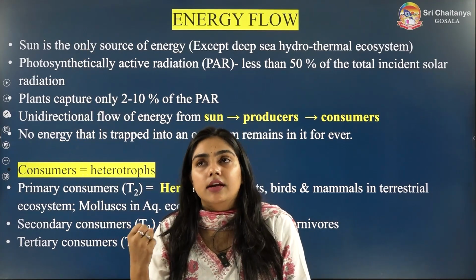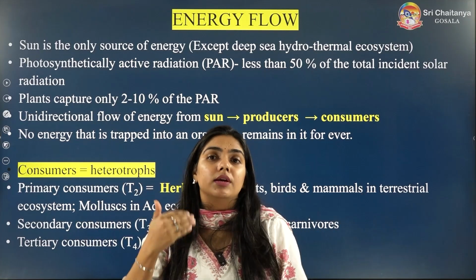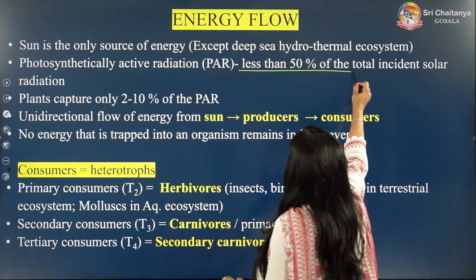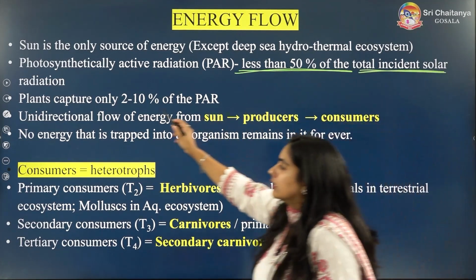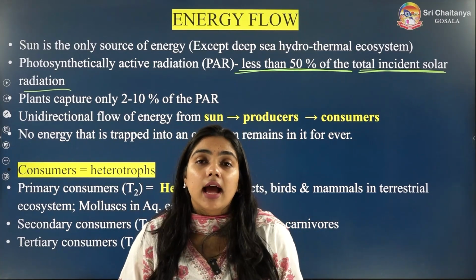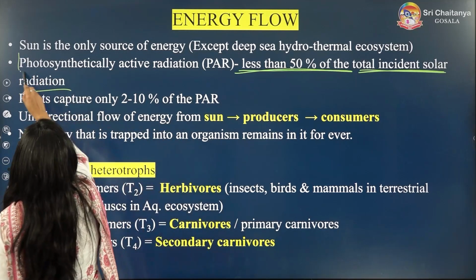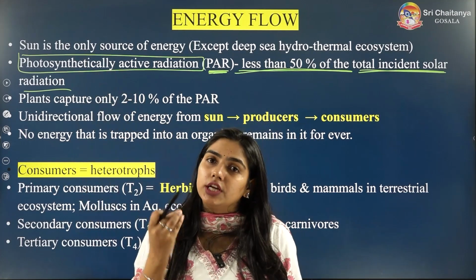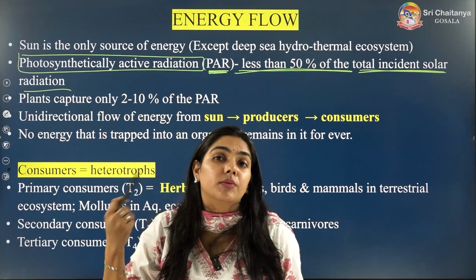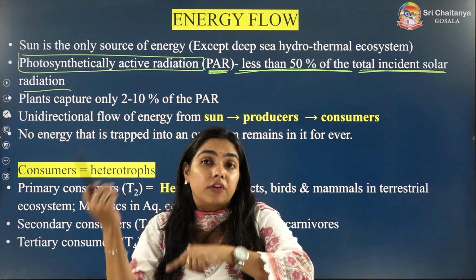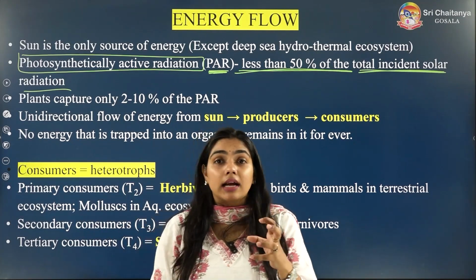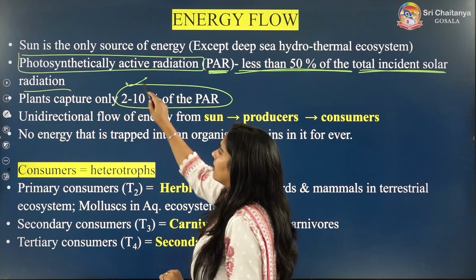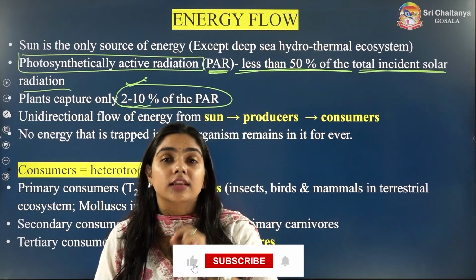If we take the total incident sunlight, from that total sunlight, not all the sunlight can be used for the process of photosynthesis. So less than 50% of the total incident solar radiation can be used for the photosynthesis, and that is called photosynthetically active radiation, PAR. Photosynthetically active radiation. So sun is the ultimate source of energy. From the sun, sunlight is coming. Now all of that sunlight cannot be used for the photosynthesis. So less than 50% of it can be used for the photosynthesis. But the plants are not using that also. They are only using 2 to 10% of PAR. They are only using how much percent of photosynthetically active radiation?